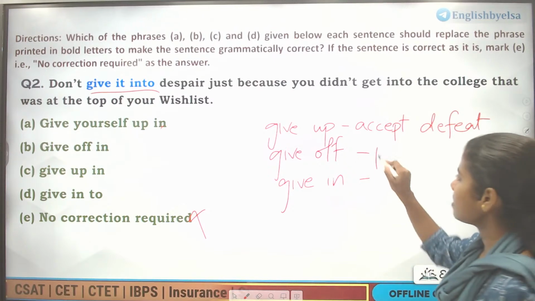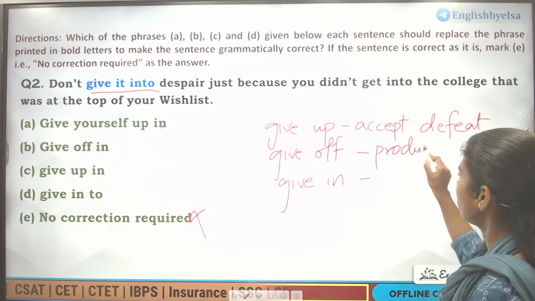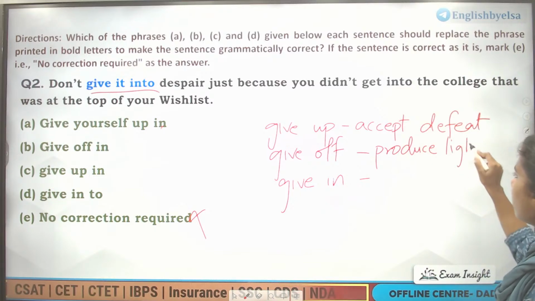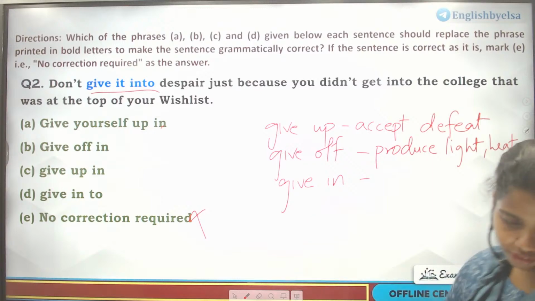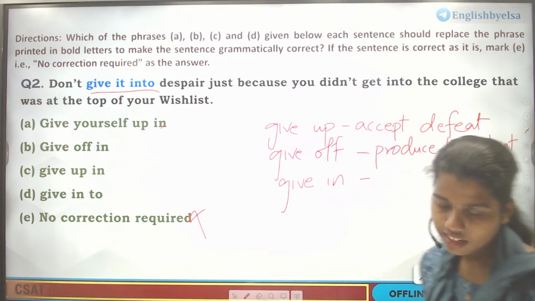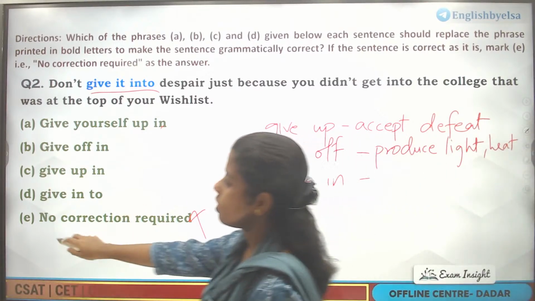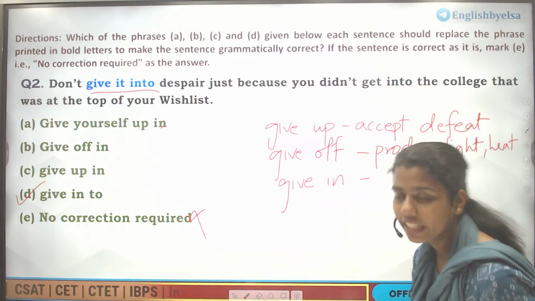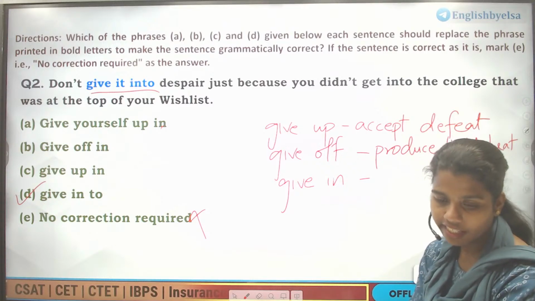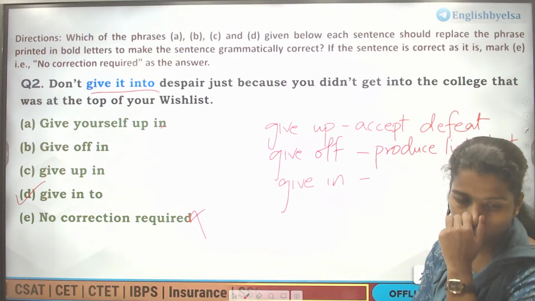Give off means produce light, heat, anything it can be. Giving off light. The correct answer is, you know, nothing fits in the statement. So the answer should be give into. Option D is the correct answer for question number 2.